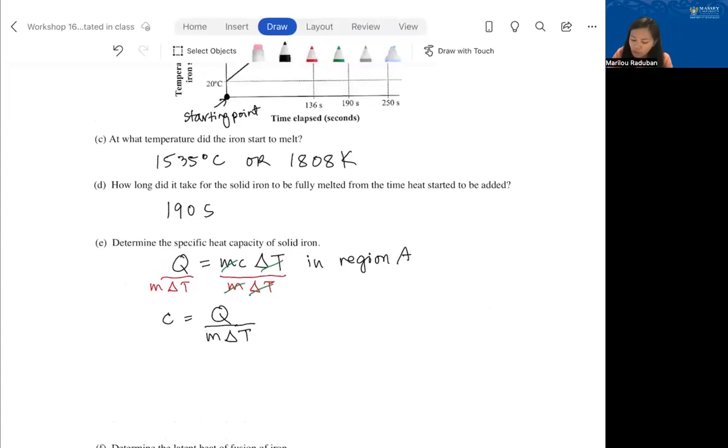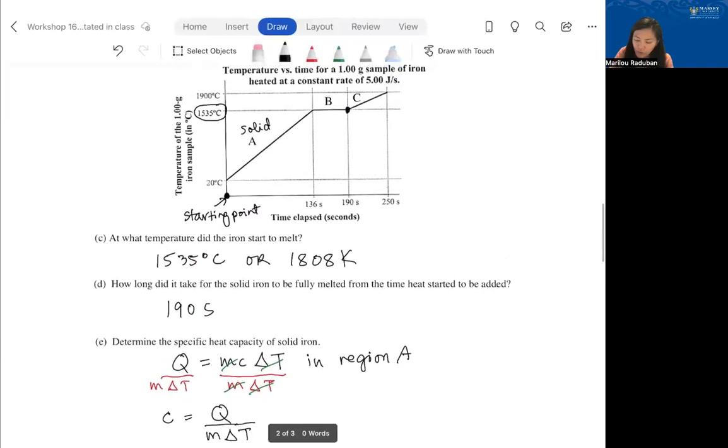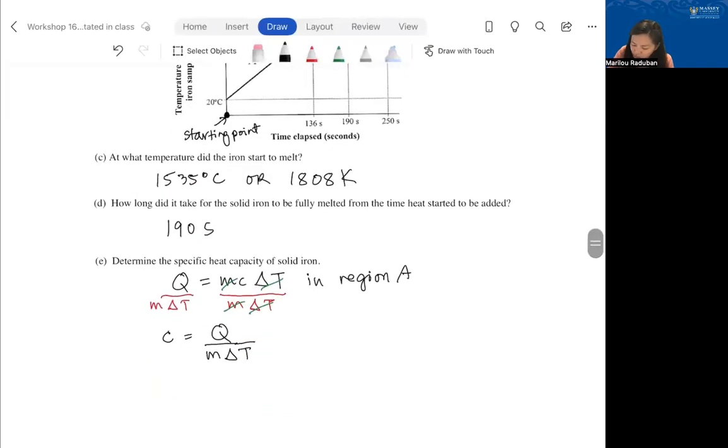The mass, we know, is given as 0.001 kilograms. The change in temperature we can read from the graph: the temperature change from 20 degrees Celsius to 1535 degrees Celsius. So we can write down what we know here. Change in temperature is the final minus the initial temperature.